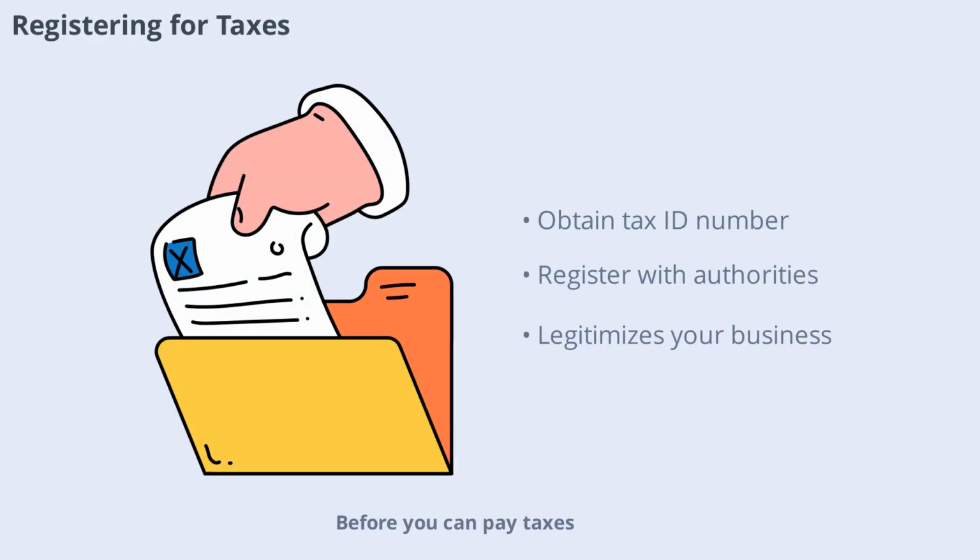Before you can pay taxes, your business must register with the appropriate tax authorities. This usually involves obtaining a tax identification number, such as an EIN in the U.S. Registration ensures you're recognized as a legitimate business and can file returns and make payments properly.